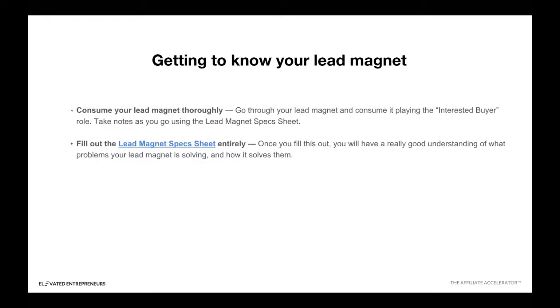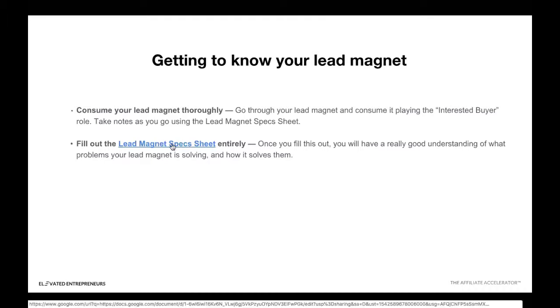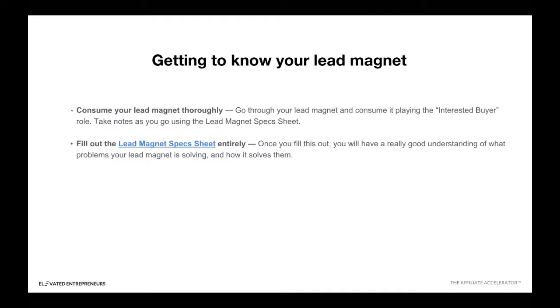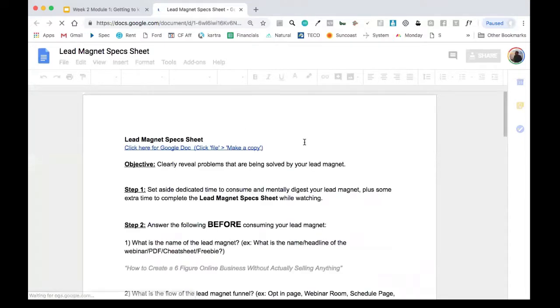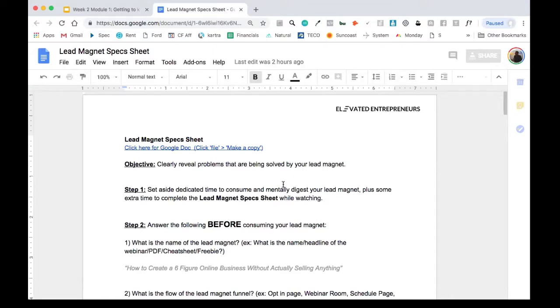You're making it really original for yourself. But basically what you want to do is fill out this sheet entirely. And once you fill this out, you're going to have a really good understanding of what problems your lead magnet's solving and how it solves them. So we're going to spend some time here and actually look at this. And again, I have put my own answers on here as an example, and we're going to run through those.